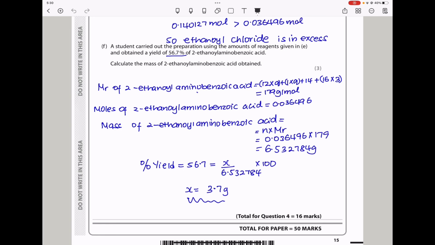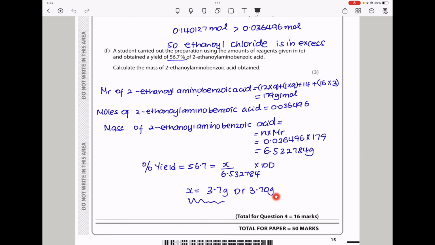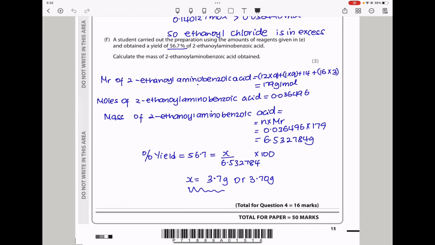And the percentage yield, which is 56.7, is going to be the actual yield divided by the theoretical yield times 100. So making X the subject, I got 3.7 grams, or you can say 3.70 grams if it's written to 3 significant figures. So this brings us to the end of question 4, as well as to the end of the whole paper.